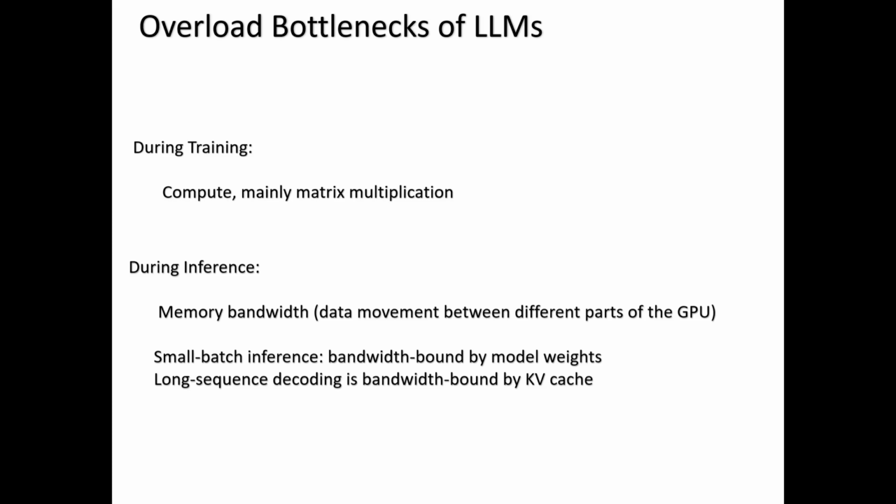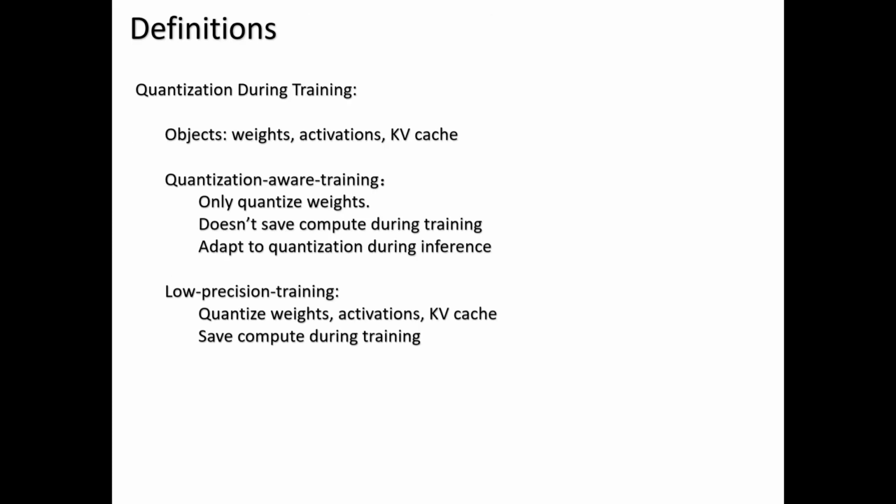Now we need some definitions. Quantization can be done during training, and the objects to quantize are weights, activations, and KV cache. Usually, KV cache is considered part of activations, but here they separate them. The activations are the output of layers, excluding the KV cache.